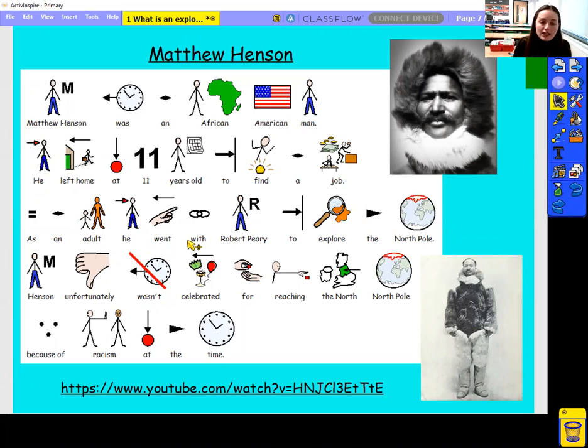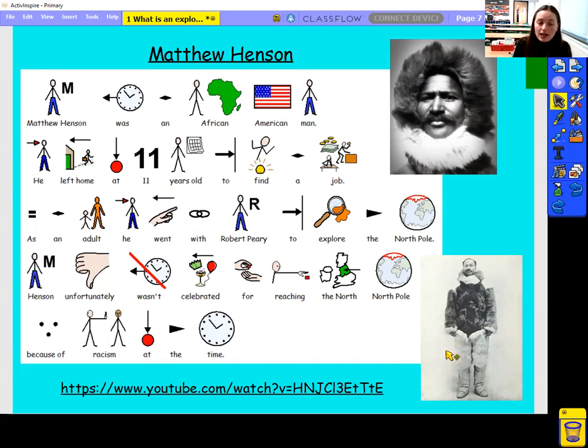As an adult, he went with Robert Peary to explore the North Pole. Bang. Henson, unfortunately, wasn't celebrated for reaching the North Pole. I apologise, I've got North twice there for some reason. Because of racism at the time. Bang. Oh dear. So unfortunately, people weren't happy that Matthew Henson was saying that he'd reached the North Pole, and they didn't actually believe him, because a lot of people in that time that he was alive were unfortunately very racist towards him because of the colour of his skin.